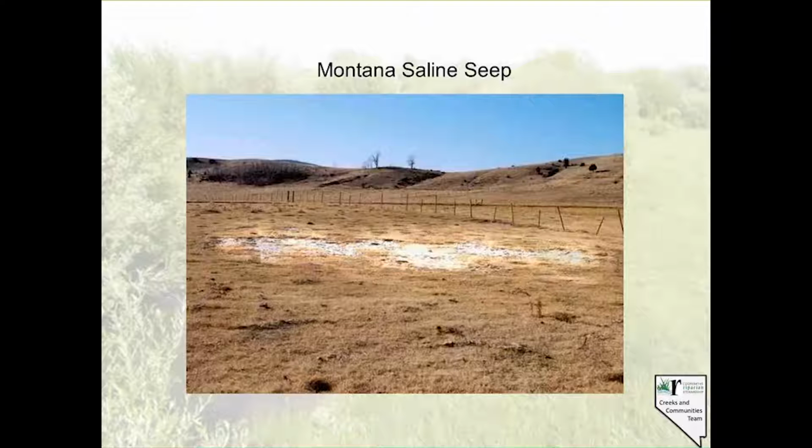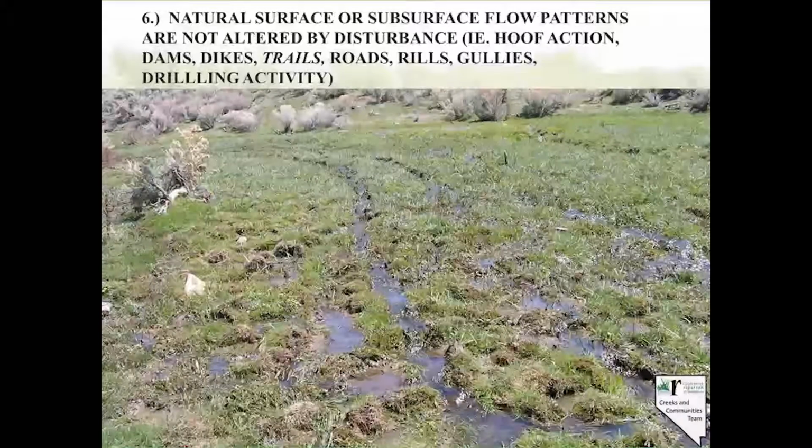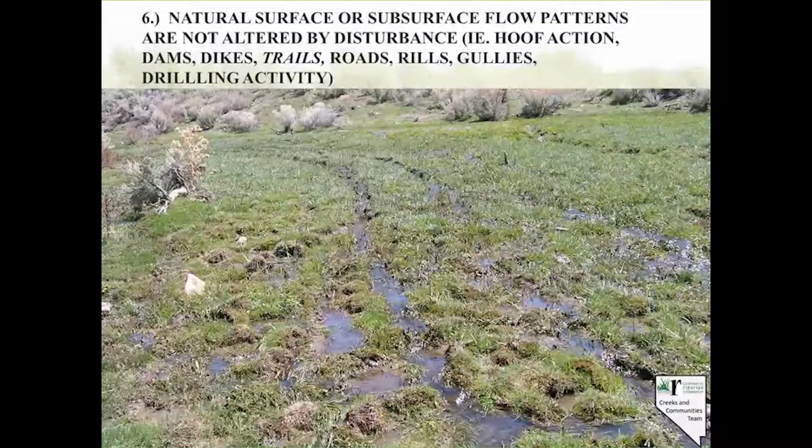Number 6. Natural surface or subsurface flow patterns are not altered by disturbance, i.e. hoof action, dams, dikes, trails, roads, rills, gullies, or drilling activity. I don't know if we mentioned this earlier, but all of the questions in both the Lentic and the LODIC are set up so that a yes is always a positive answer and a no always means there's some risk or some degradation. So that's why, with questions like this, it says the flow patterns are not altered, so always remember that saying no means there's some sort of a problem or a risk at the site.